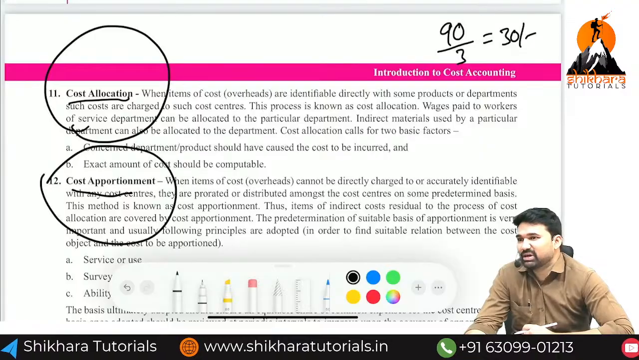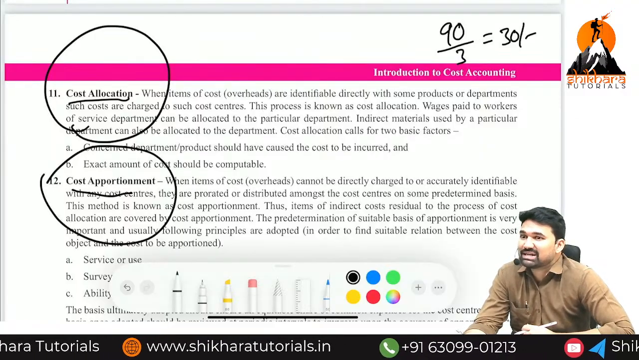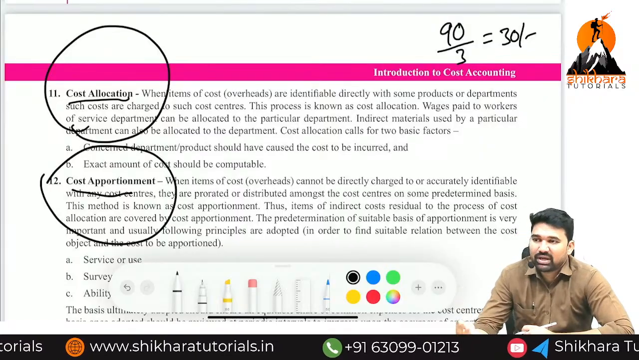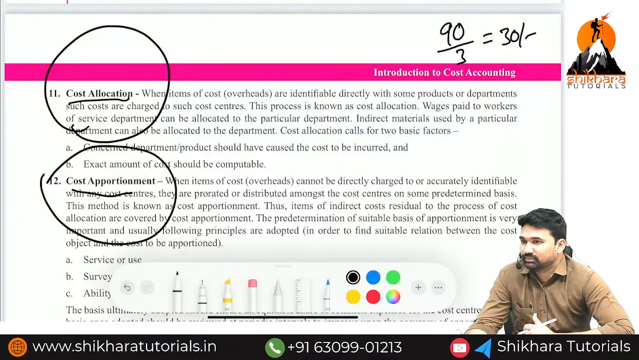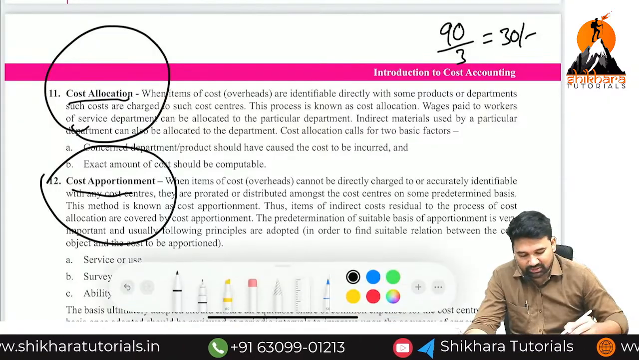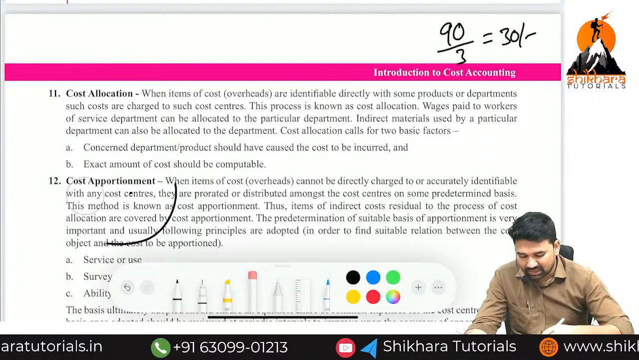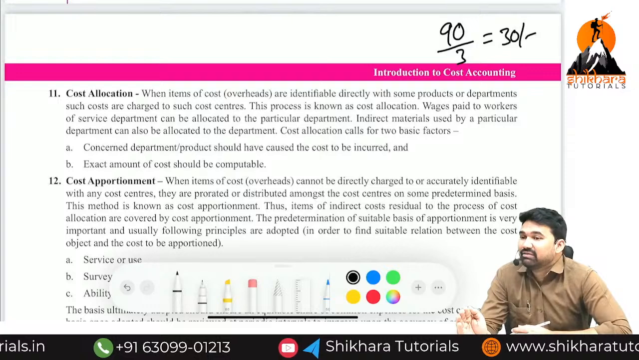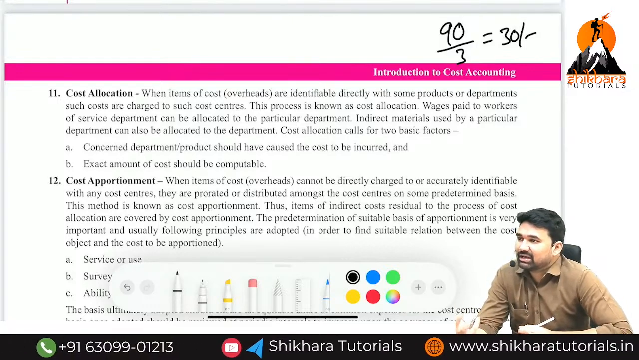What is the total expenditure? 90. How many cost items or cost centers are there? 3 cost centers or 3 cost items. So 90 by 3 gives rise to 30, simple. So this is cost allocation. In case of cost allocation, the cost centers are easily traceable and we can divide or distribute the cost in a direct way.